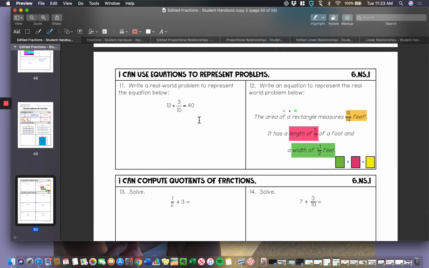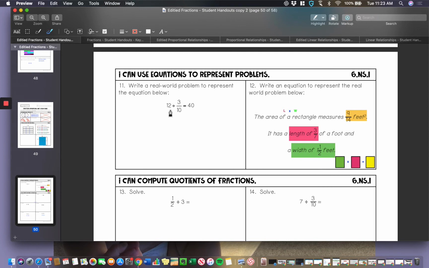So number 11 says write a real world problem to represent the equation below. I have 12 divided by 3/10 equals 40. Well, a real world problem might say something like this. If I had 12 feet of rope and I wanted to cut or split the pieces into 3/10 for each piece, I would get 40 total pieces.